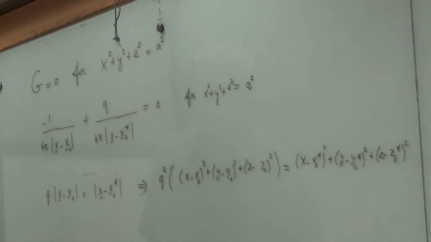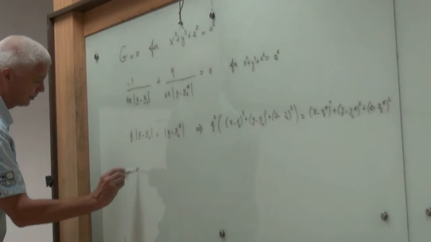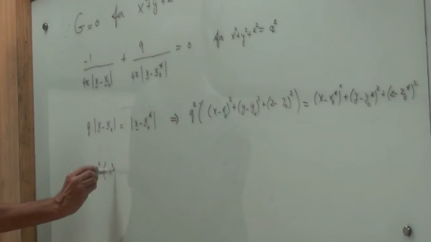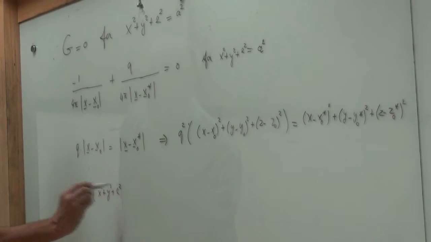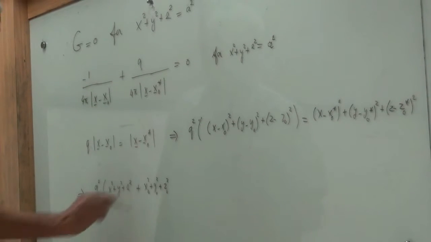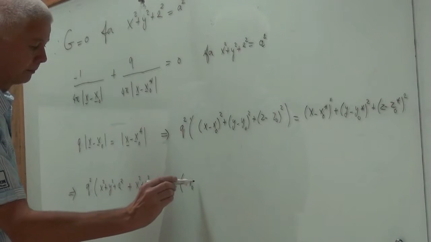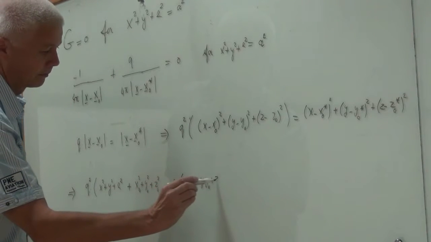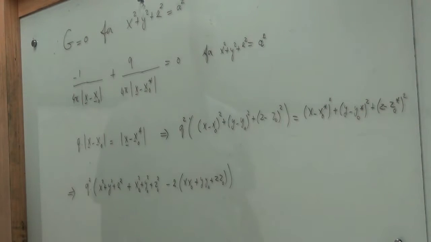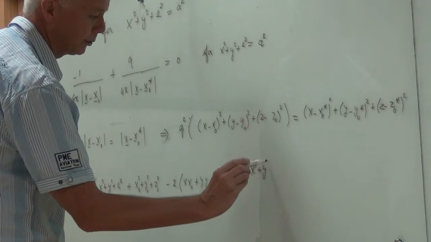Yeah, that's what you get. And then we work this out. So that's a little bit of work. Yeah, so we will get q squared times x squared plus y squared plus z squared, plus x0 squared plus y0 squared plus z0 squared, and then minus 2 times minus x, x0 plus y0. Yeah, that's what we get.